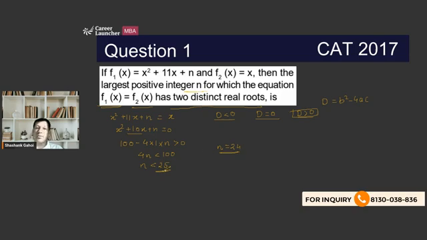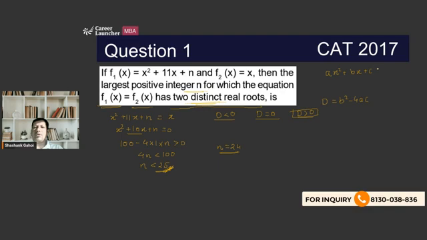n cannot be greater than 24. If n becomes equal to 25, it means both roots are going to be equal, and after that the distinct condition will not hold true. So that's the reason n should be less than 25. I'm not taking less than or equal to, I'm taking less than. So whenever you see a question on quadratics, first of all, compare everything with ax square plus bx plus c.